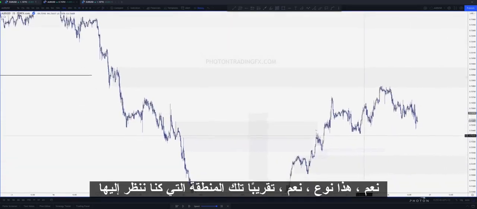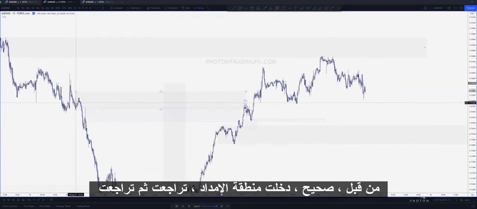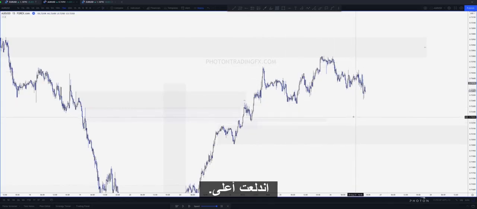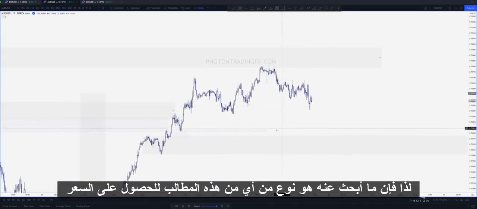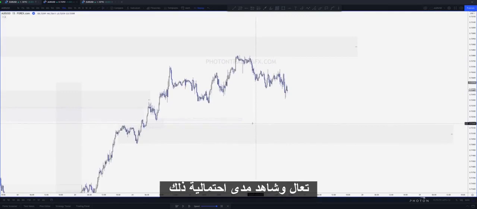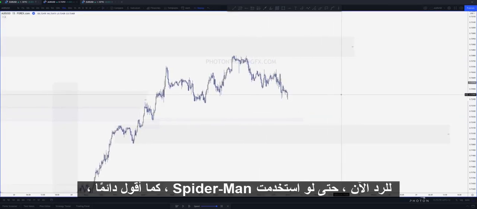15-minute. Yeah, that's kind of roughly that area that we were looking at before, right? Came into this area of supply, it pulled back and then broke up higher. So what I'll be looking for is kind of any of these demand zones for price to come in and see how potentially they start to react.